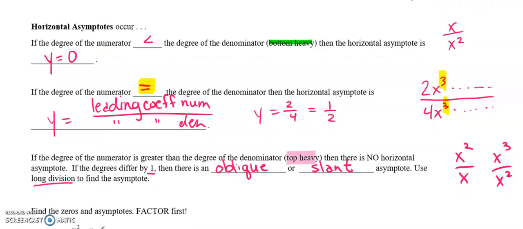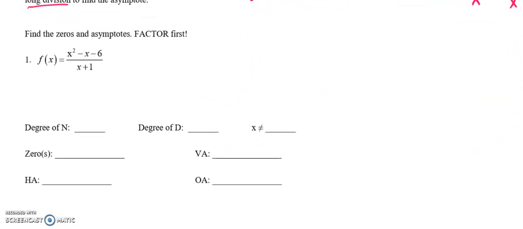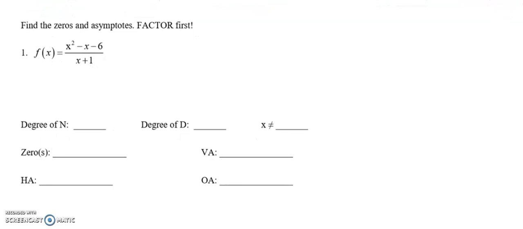All right, so how do we find these? First thing you're going to want to do is factor. I told you, new best friend is factoring. It's not going away anytime soon. All right, so we've got x squared minus x minus 6 over x plus 1. So we're going to factor that numerator.